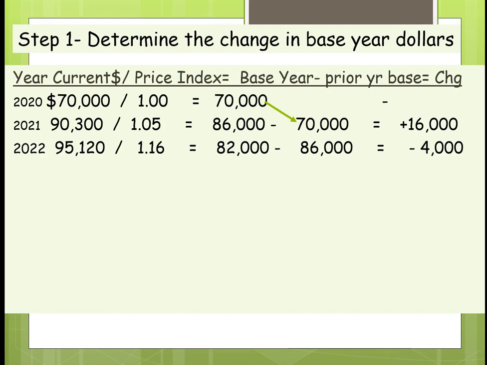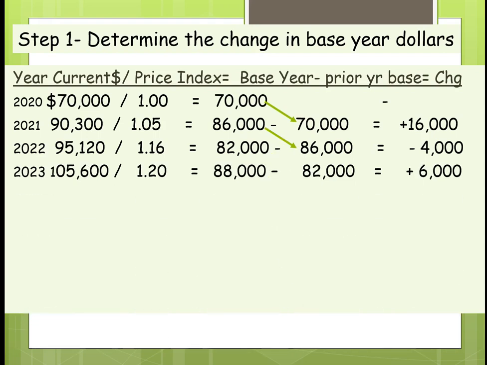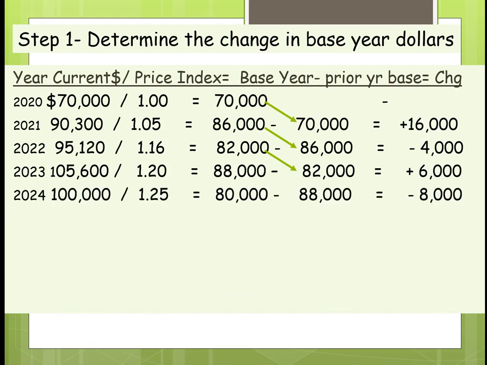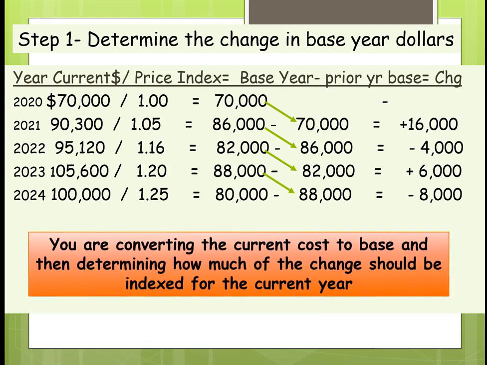Now the next year we take the current year minus the prior year, and in this example we went down by 4,000. Now the next year we're going to subtract, we went up by 6,000 because we're taking that prior year and subtracting it from the current year. And then in the last year we went down by 8,000. So now what we can do is we're now going to change the base, and we're going to go through and we're going to index the current year of each year of those changes. So now we'll walk through that.